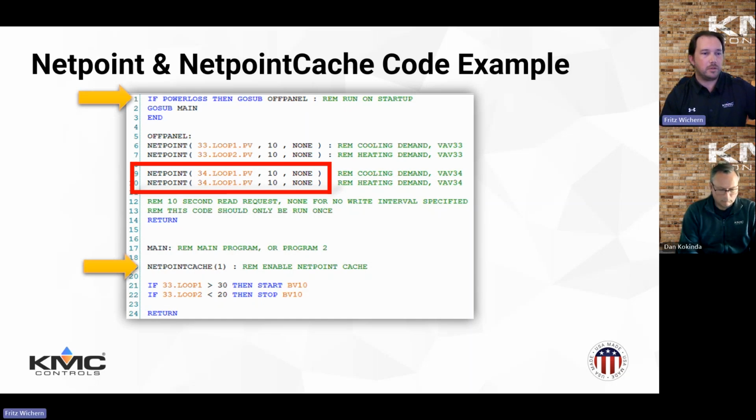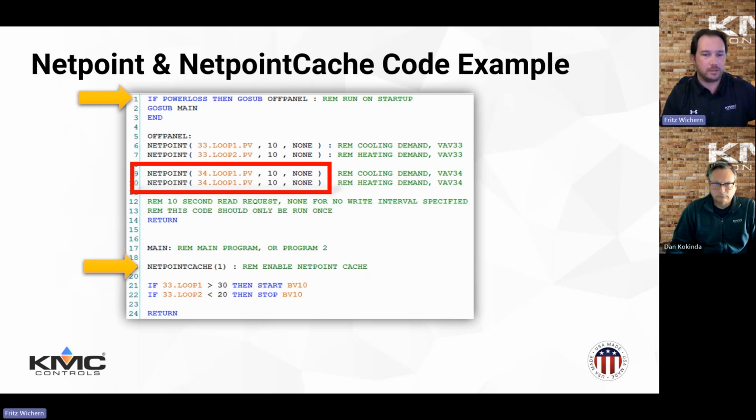Now, one key part to using NetPoint and NetPoint cache is that NetPoint cache, parentheses of 1, is what's actually going to enable that caching on your controller. It's got to be added to the logic prior to any of the code using that data. The NetPoint cache must be enabled. We mentioned that. If you want to use the points in program 2, you will need to turn on NetPoint cache in that program as well.